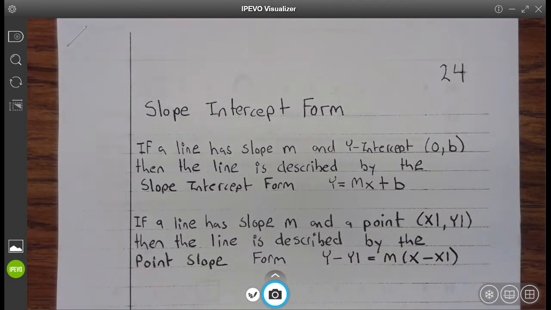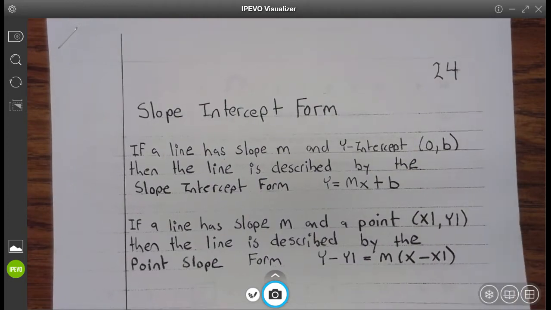Okay, Wildcat. So we're in that journal page 24, slope-intercept form. If a line has slope m and y-intercept (0, b), then the line is described by the slope-intercept form y equals mx plus b. If a line has a slope m and a point (x1, y1), then the line is described by the point-slope form y minus y1 equals m(x minus x1).